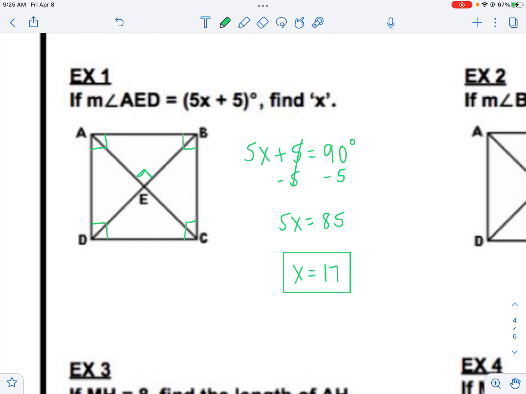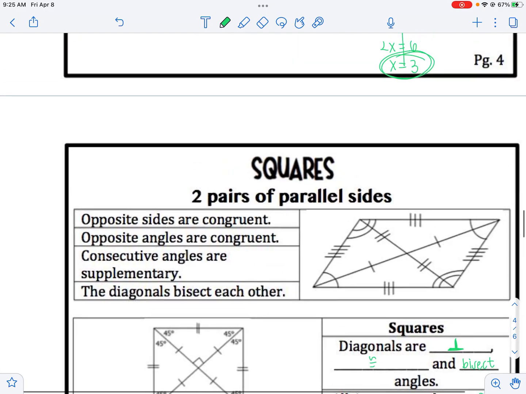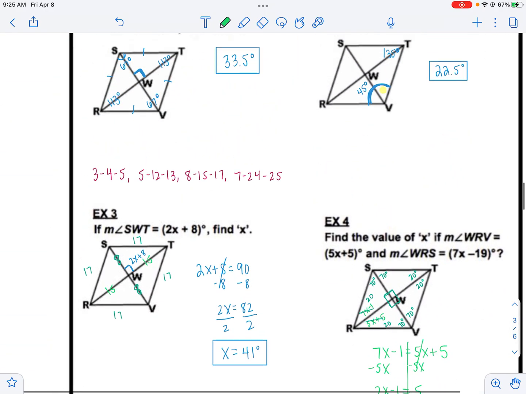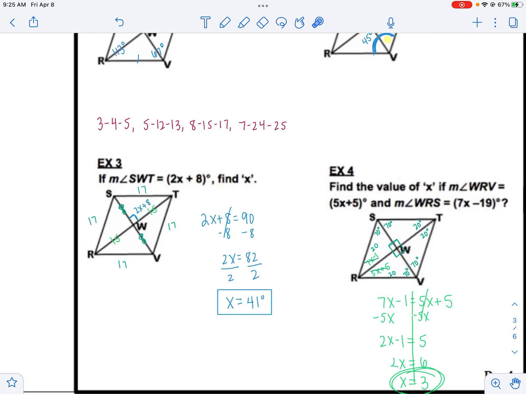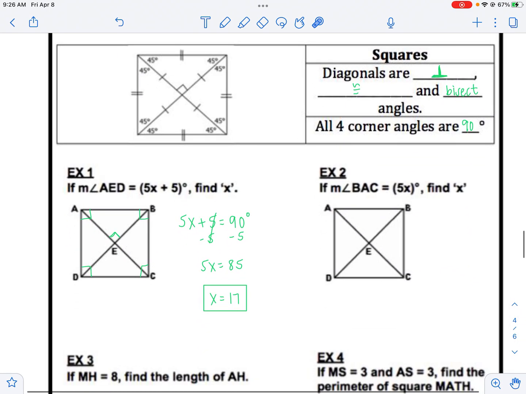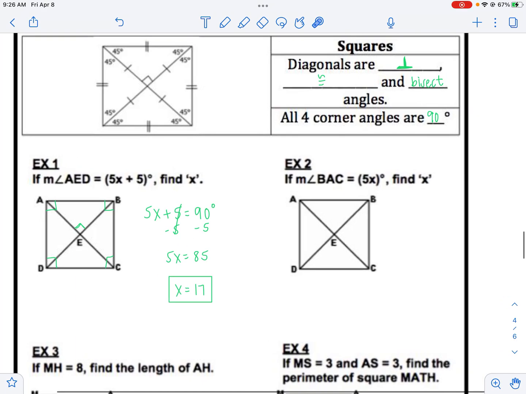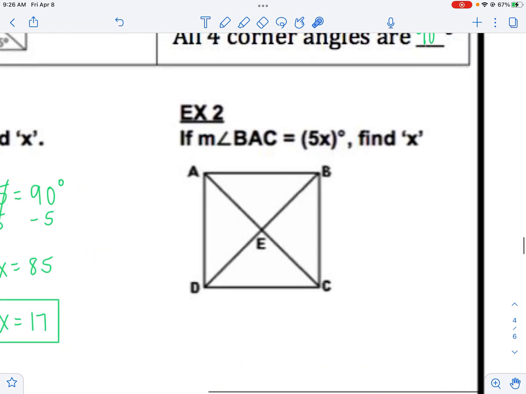What's nice about the squares that's a little bit different from the rhombus is that in the rhombus, my corner angles were cut in half, but they could be different numbers. Like this one was 135 and 45. That one I made up, it was like 70, 70, 20, 20. That's 67, 113. But in a square, there's not really that option. It's either going to equal 90 or it's going to equal 45, and then that's it. Those are my rules.